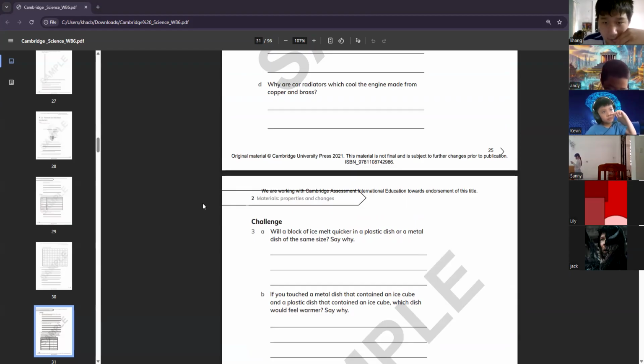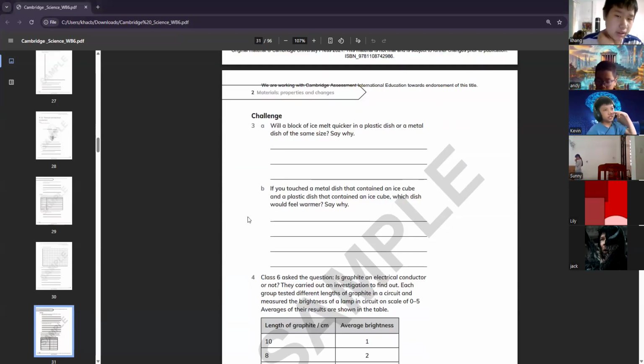All right. Because metal is a thermal conductor. So if you touch a metal dish that contains an ice cube and a plastic dish that contains an ice cube, which dish would feel warmer and why? The plastic dish.